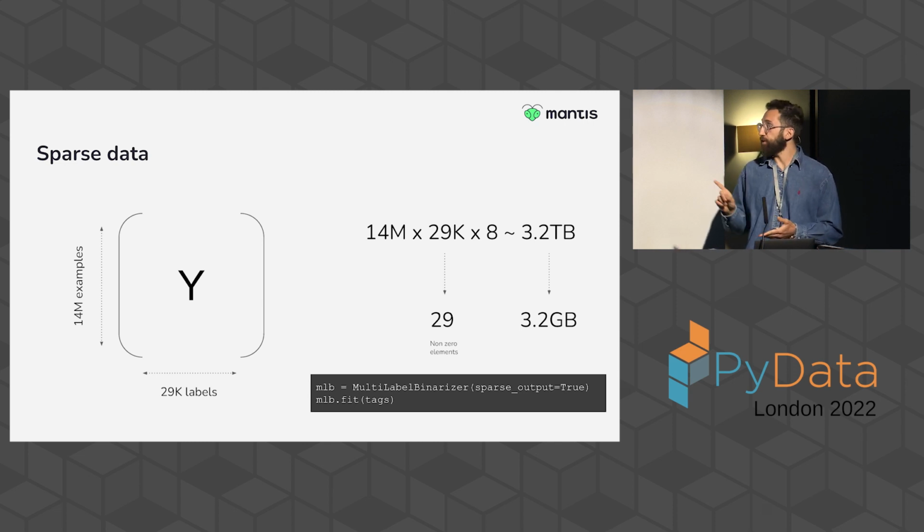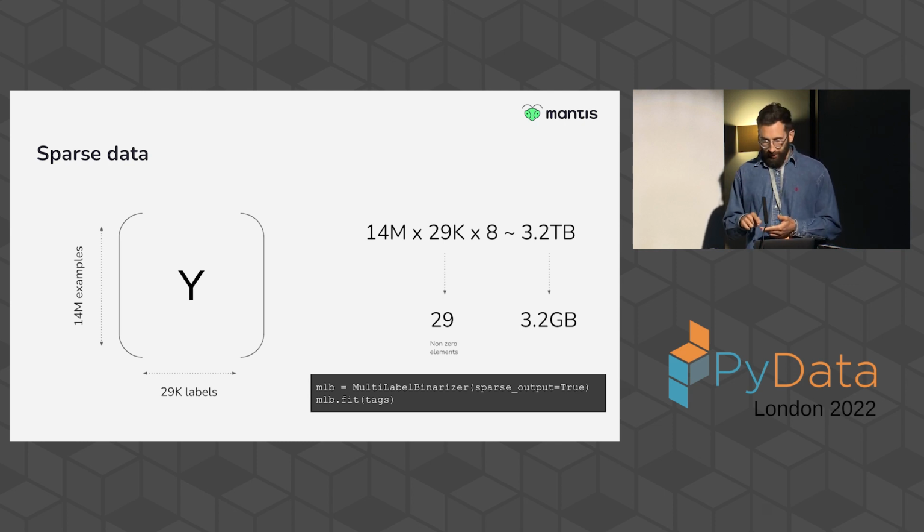Fortunately, again, most of these columns are actually zero. This matrix is quite sparse. Most of the elements are zero, and a few elements are non-zero. And if we represent this matrix as a sparse matrix, we can actually load it pretty easily into memory. Again, it has an order of magnitude fewer non-zero elements per example. Instead of 29,000, around 29 tags apply per example.